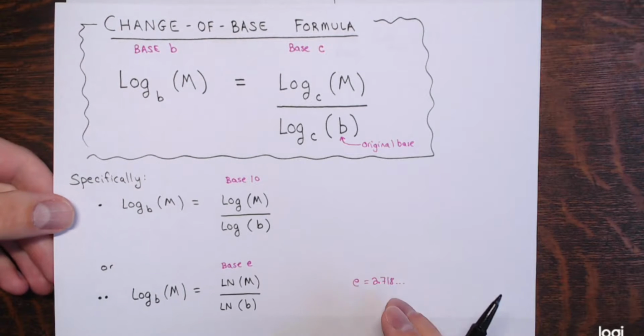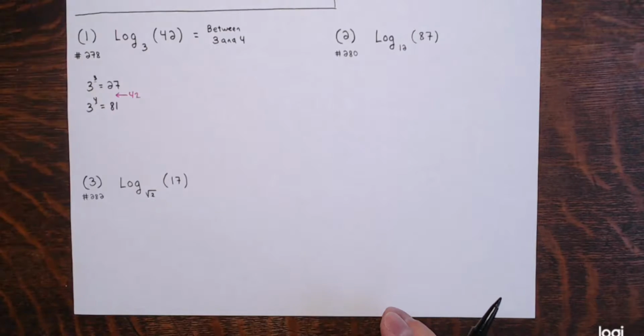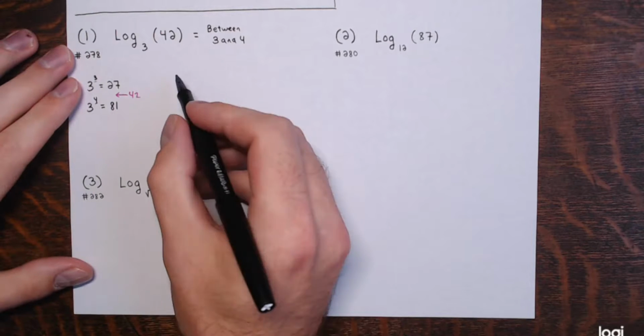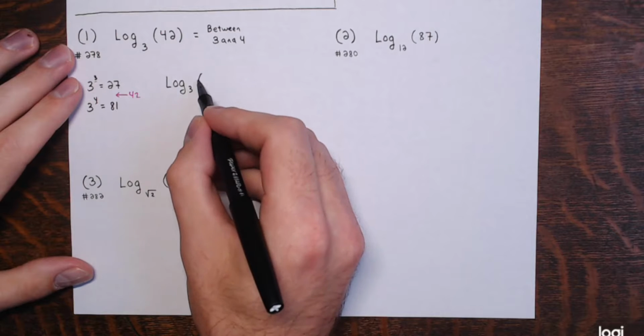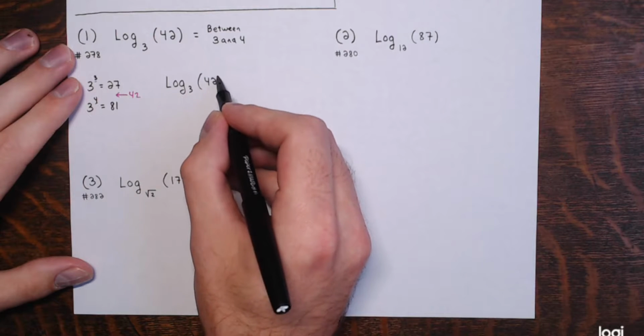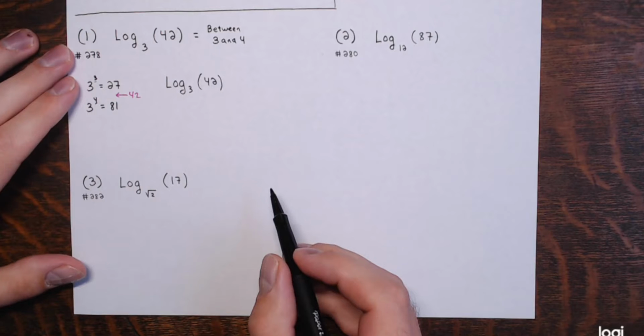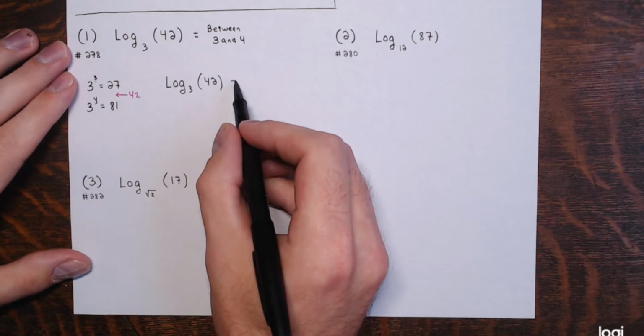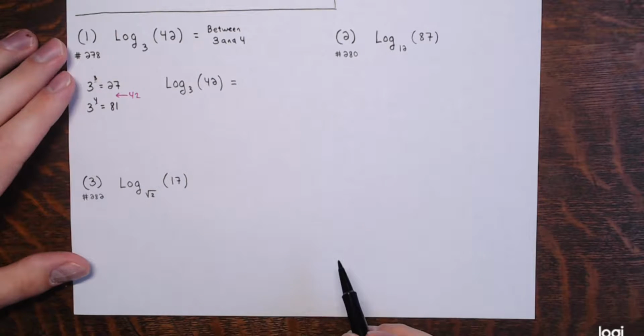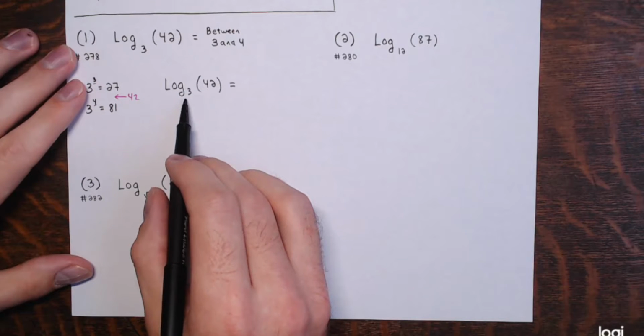All right, so keeping this in mind, we're asked to find the log base 3 of 42. All right, 3 to what power is 42? Now I know it's between 3 and 4, but we can get a calculator to make it more precise for us. So here this is base 3.